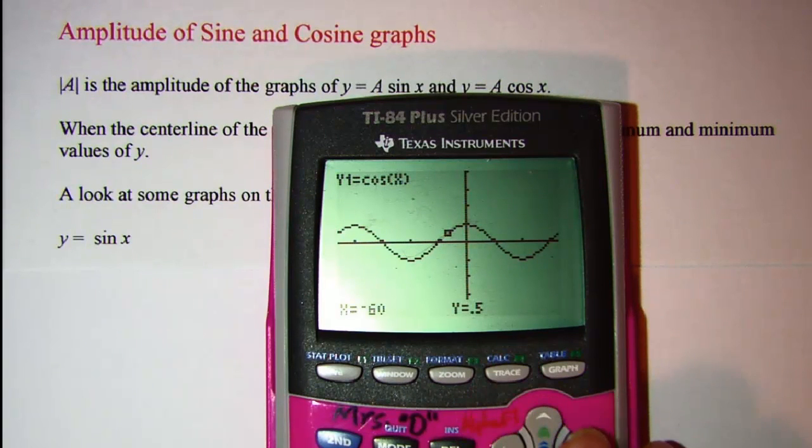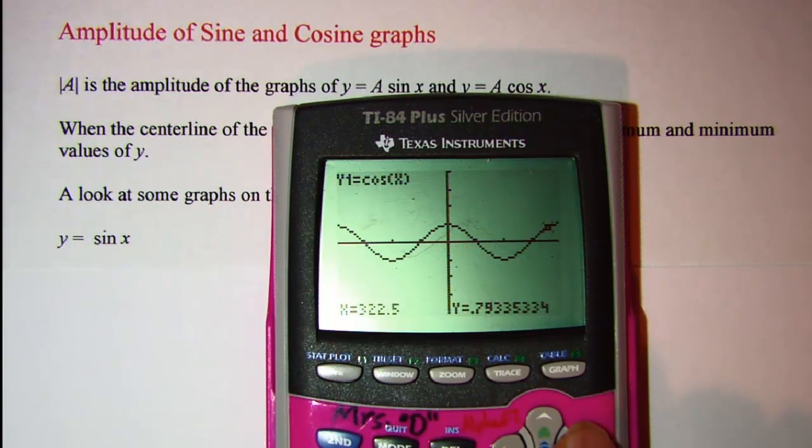Let's do a trace on this one. So when our angle is 0 degrees, my cosine is 1. Then it hits the axis when my angle is 90 degrees, and then it hits a minimum when my angle is 180, and then it comes back and hits the axis at 270. Should come back up to 1 when my angle is 360.